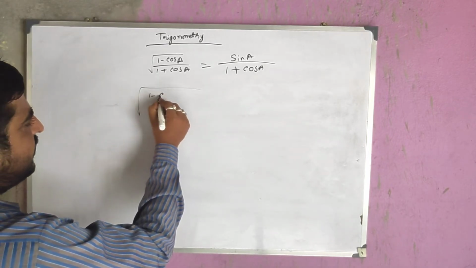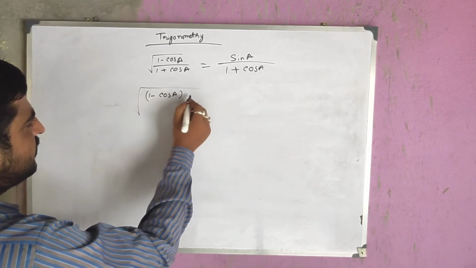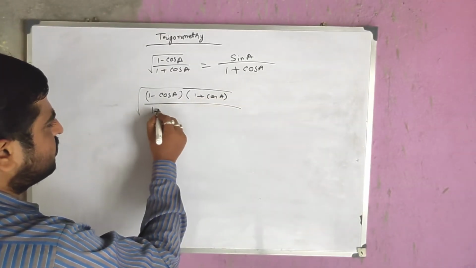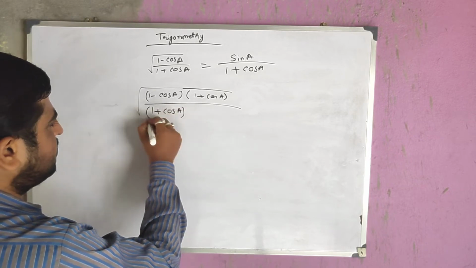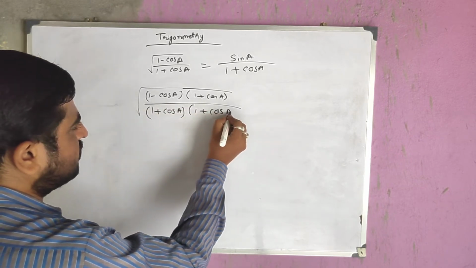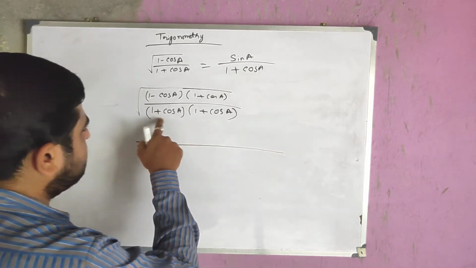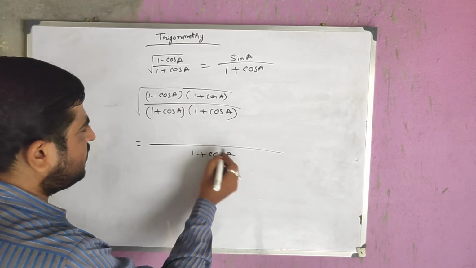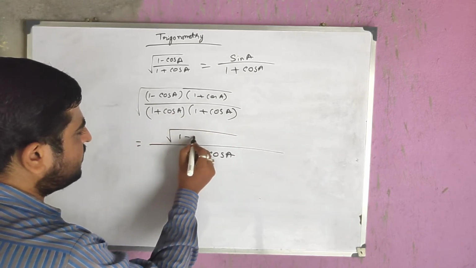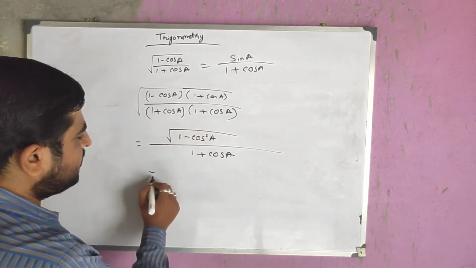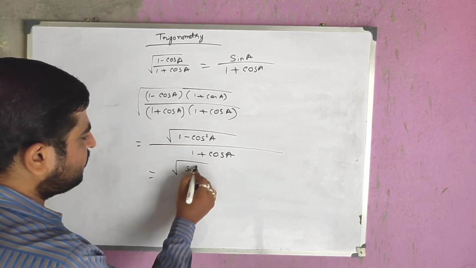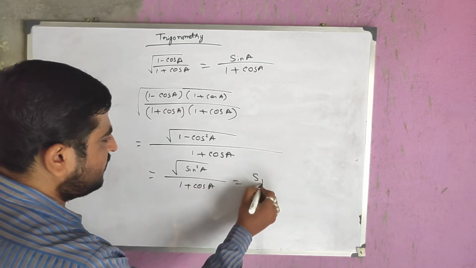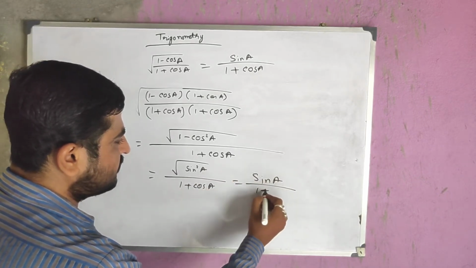So we can make here (1 minus cos A) into (1 plus cos A) over (1 plus cos A) into (1 plus cos A). So from the root over of the denominator we can take out 1 plus cos A, and in the numerator it will become 1 minus cos squared A. So 1 minus cos squared A means sin squared A, over 1 plus cos A. So root over of sin squared A by (1 plus cos A) means sin A by 1 plus cos A.